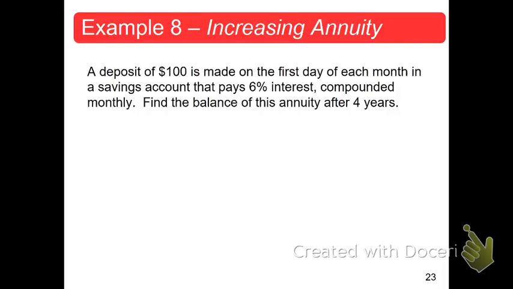But be careful because that $100 is being made on the first day of what? Every month. And my interest is compounded monthly at 0.6%. So everything's in months except 4 years. So let's go ahead and switch that. Let's make that 4 times 12 is 48.